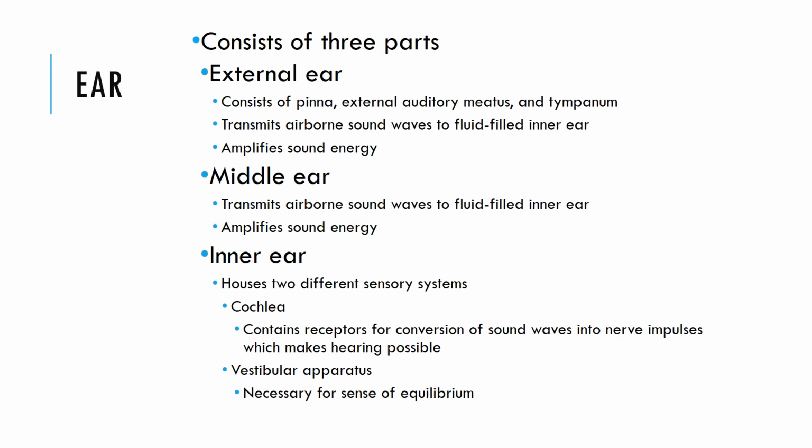This portion transmits airborne sound waves into a fluid-filled inner ear, and it helps to amplify sound energy. The middle ear transmits that airborne sound into the fluid-filled inner ear, and it also helps to amplify sound energy. And then lastly, the inner ear has two different sensory systems: the cochlea and the vestibular apparatus. The cochlea contains receptors that are important for conversion of sound waves into nerve impulses, and this is what is responsible for hearing, whereas the vestibular apparatus is necessary for the sense of equilibrium.